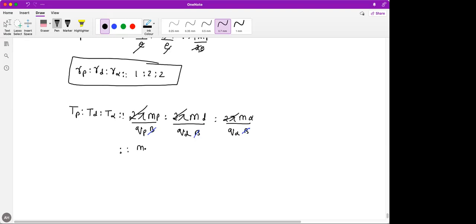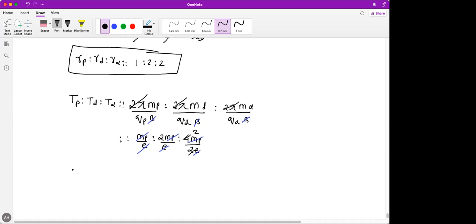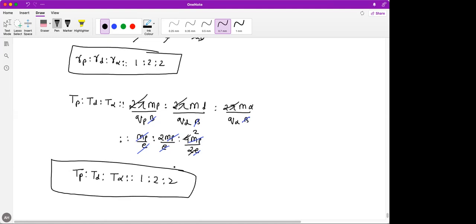Mass of proton is mp. Charge of proton is e. Mass of deuteron is 2mp. Charge of deuteron is e. Mass of alpha particle is 4mp. Charge of alpha particle is 2e. So time period of proton, time period of deuteron, time period of alpha particle is 1:2:2.